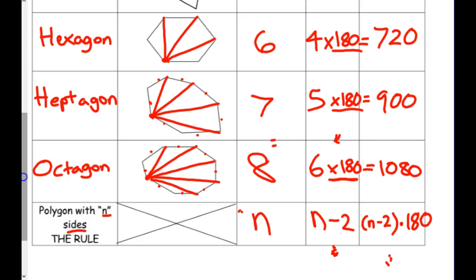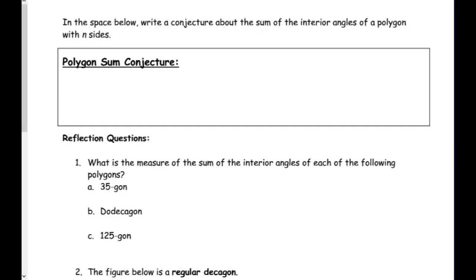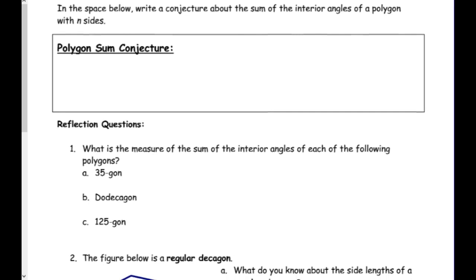From now on, if you have a polygon and you're looking for the angle degrees inside of that polygon, take the number of sides minus 2 and multiply that by 180. And that'll get you the sum of the interior angles. Okay? So we're going to kind of formulate that on the back, so you can flip that over, please. The back side where it says: in the space below, write a conjecture about the sum of the interior angles of a polygon with n sides.